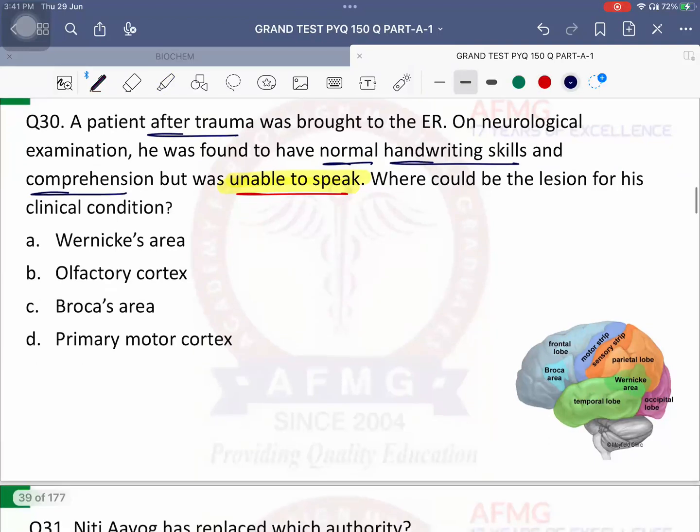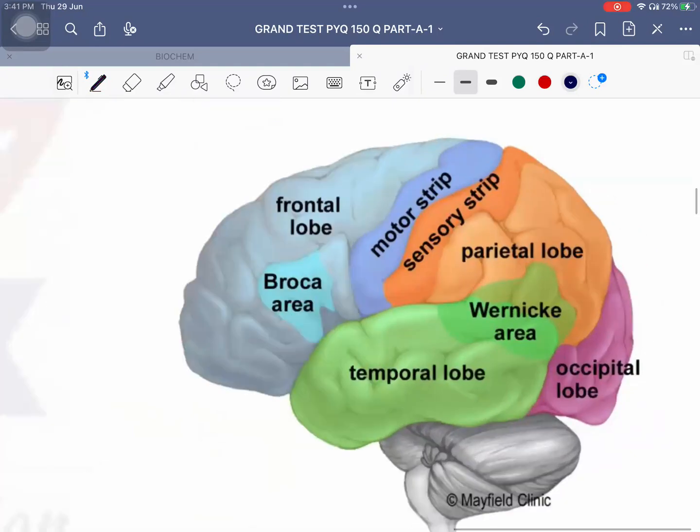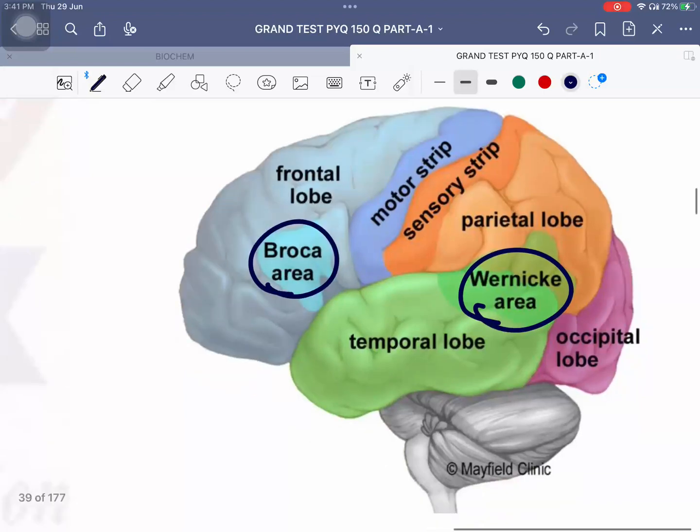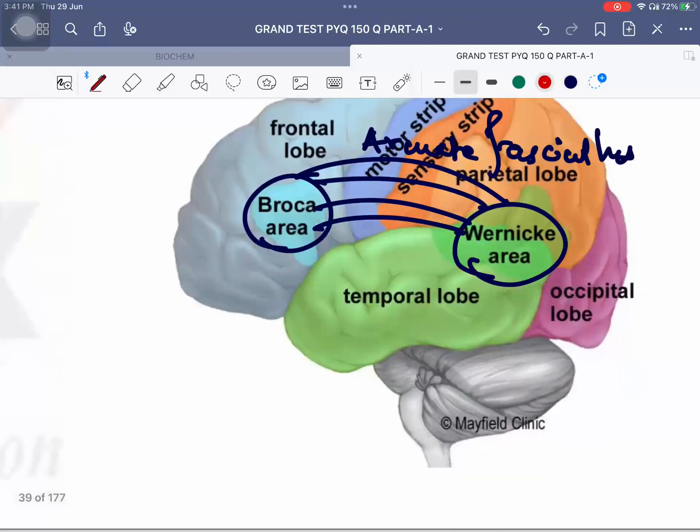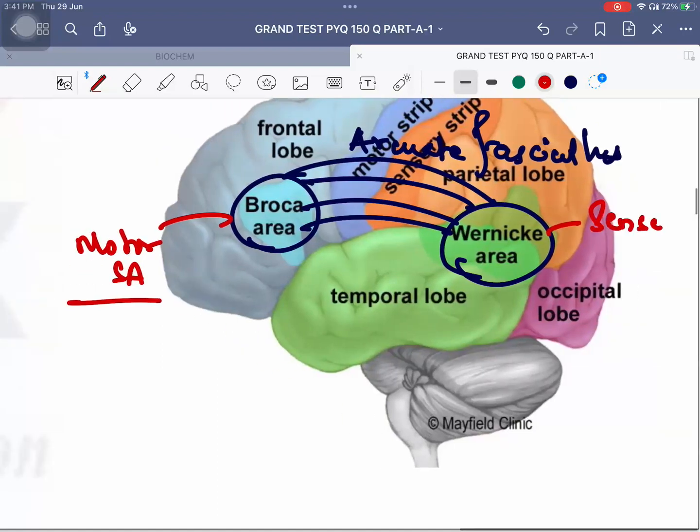So, important is there are two speech areas. One is the Broca's area and second is the Wernicke's area. Both of them are connected by fibers and these are called arcuate fibers, also known as arcuate fasciculus. That's important. Now, is Broca's area the motor speech area or sensory speech area? Broca's area is the motor speech area, whereas Wernicke's area is the sensory speech area.